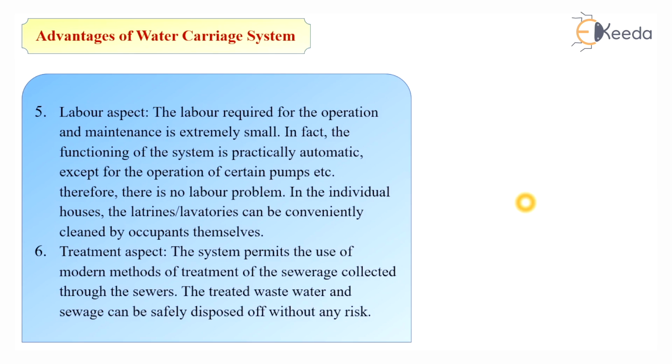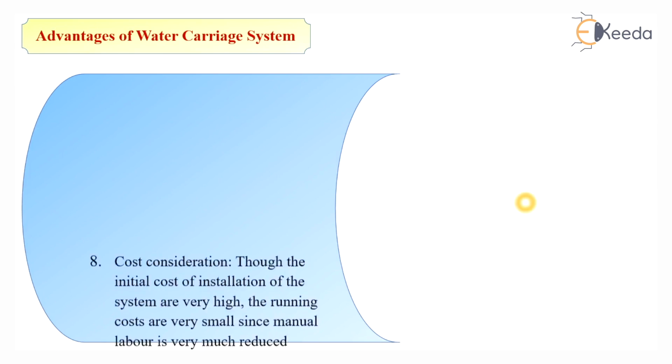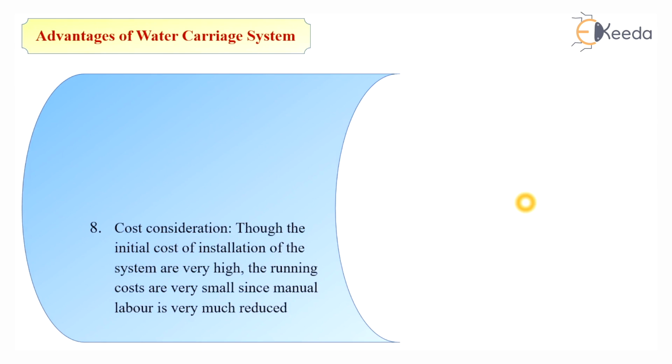Treatment aspect. The system permits the use of modern methods of treatment of the sewage collected through the sewer. The treated wastewater and sewage can be safely disposed of without any risk. Cost consideration. Though the initial cost of installation of this system is very high, the running costs are very small since the manual labor is very much reduced.